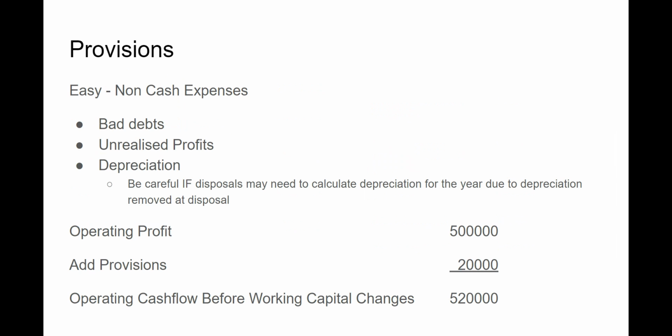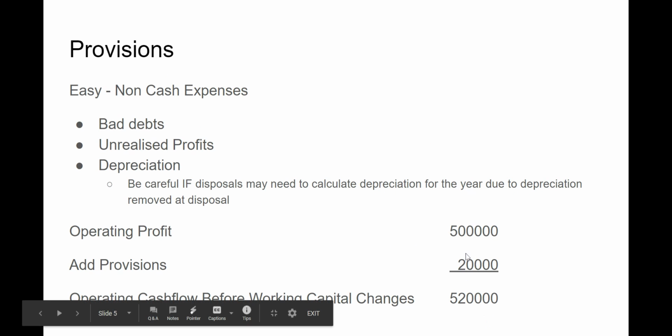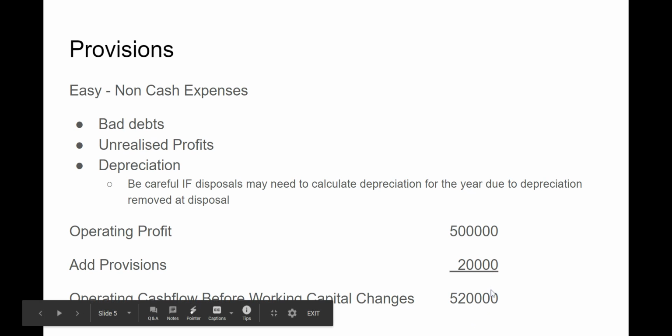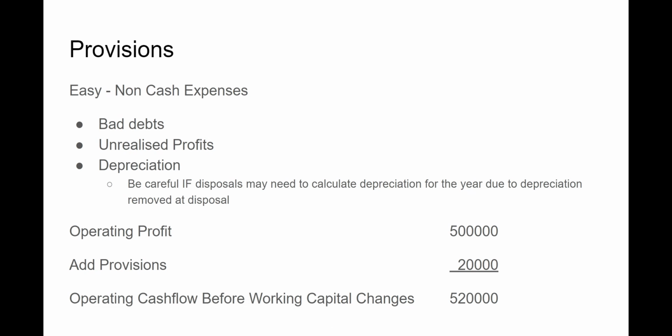Therefore, we need to add back provisions to the operating profit, because although we deducted 20,000 in the expenses from the revenue, that 20,000 wasn't cash leaving the business. So we add all provisions on, and it doesn't matter what provision it is, if it's bad debts, unrealized profits, or depreciation, all provisions would get added back. With the possible exception of bad debts or provision for unrealized profits if there's been a decrease in the provision.